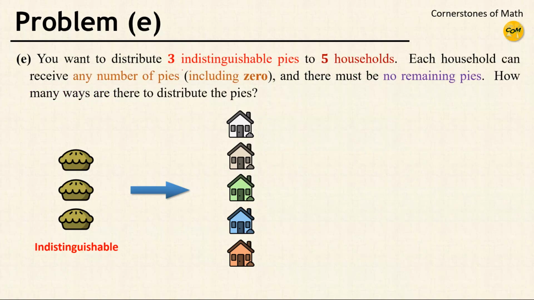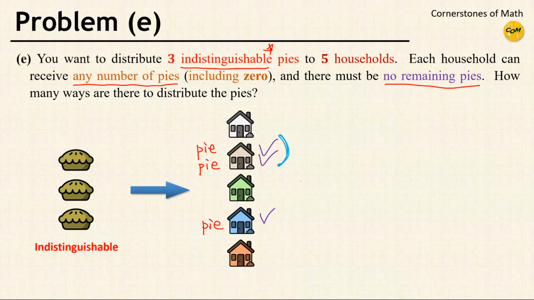At this point, the next problem is obvious. You want to distribute 3 indistinguishable pies to 5 households. Each household can receive any number of pies including 0, and there must be no remaining pies. How many ways are there to distribute the pies? Well, the method is similar to the previous one. We choose 3 households from these 5, but this time we allow the repetition. That is, the same household can be chosen more than once.